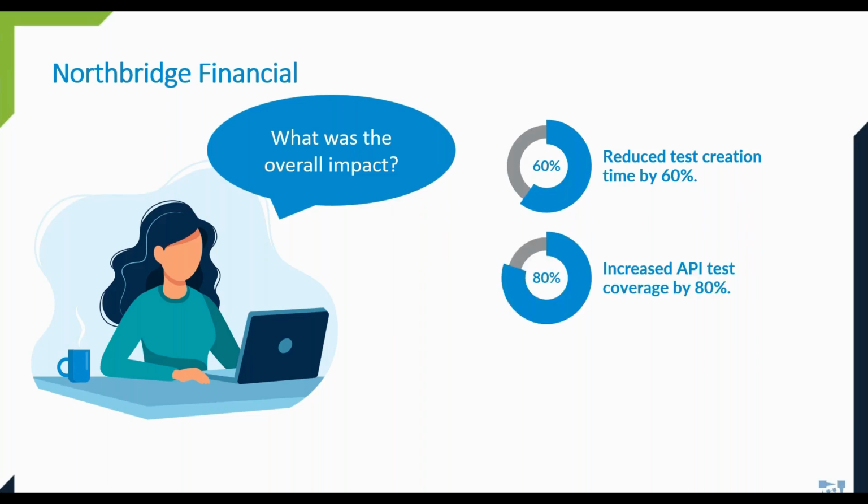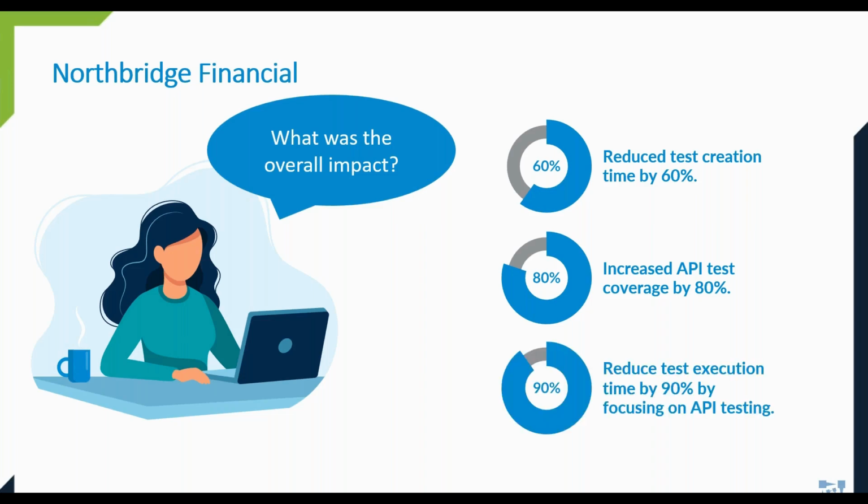They were able to increase their API coverage by 80%. So they were able to ensure that all of their critical integrations and business workflows were well tested and reliable. And then finally, they were able to reduce their test execution time by 90% by shifting their testing focus from the UI to the API layers.